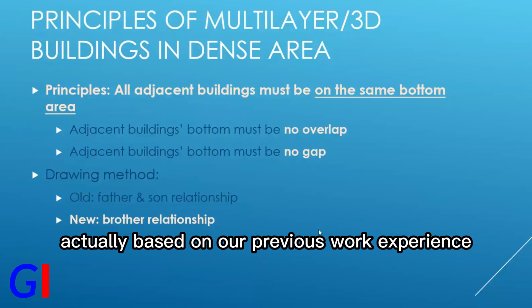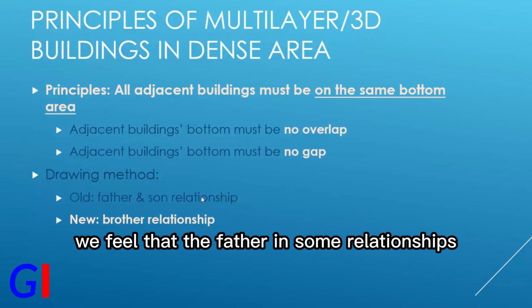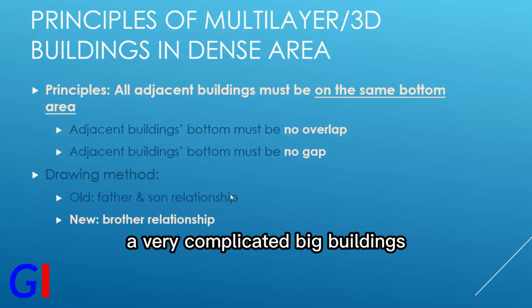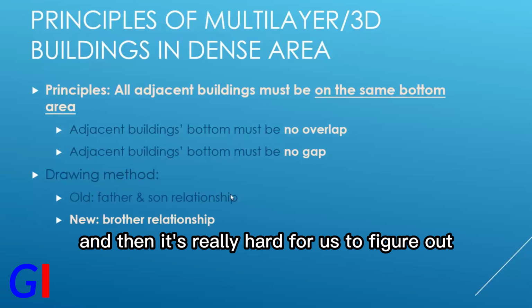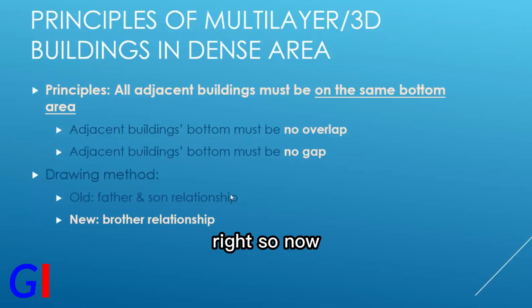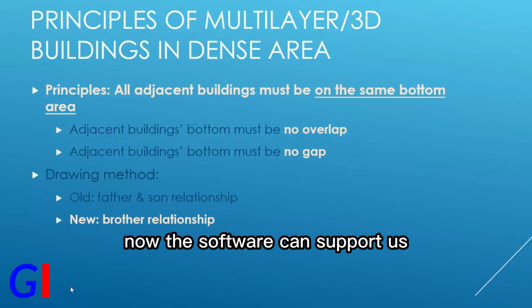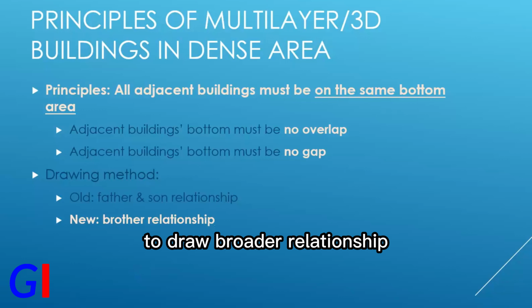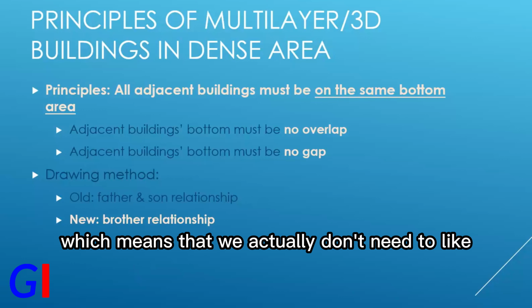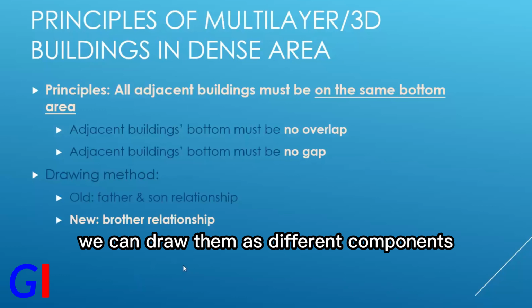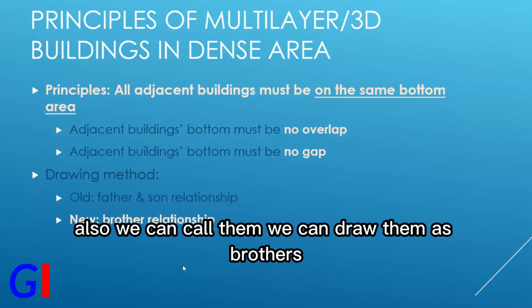Based on our previous work experience, we feel that the father and son relationship sometimes made it really hard to draw very complicated big buildings. It's also really hard for us to figure out which part should be on the same layer. Now the software has a great improvement for that. The software can support us in drawing the brother relationship, which means that we don't need to draw the bottom layer to totally cover the top layer. We can draw them as different components. Also, we can draw them as brothers.